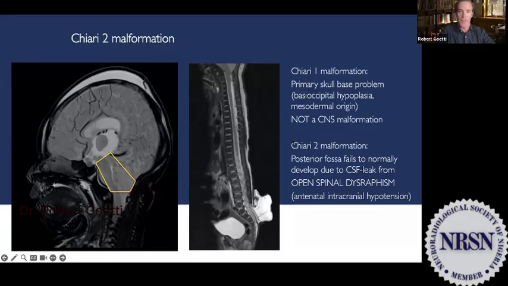The Chiari 2 malformation, on the other hand, is an issue of the posterior fossa not forming properly because there is a CSF leak elsewhere. So the Chiari 2 malformation develops due to an open spinal dysraphism and can be thought of as an antenatal form of intracranial hypotension.